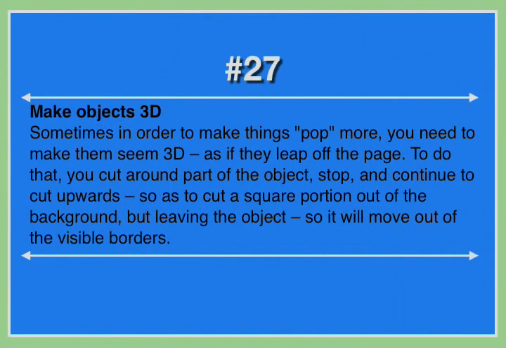Number 27. Make objects 3D. Sometimes in order to make things pop, you need to make them 3D, as if they leap off the page. To do that, you cut around the part of the object, stop, and continue to cut upwards, so as to cut a square portion of the background, but leaving the object, so it will move out of the visible borders.